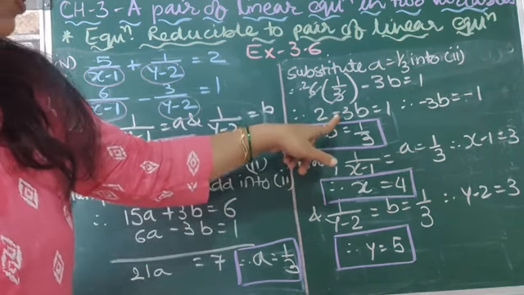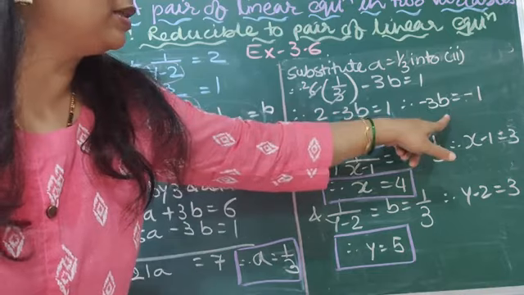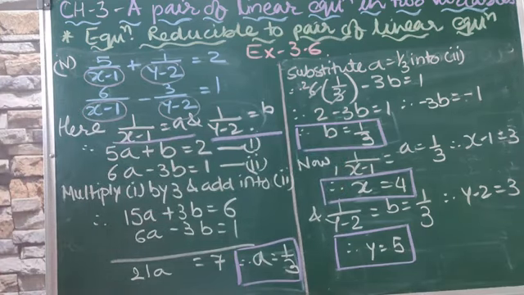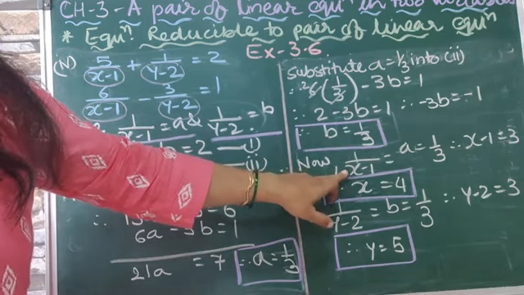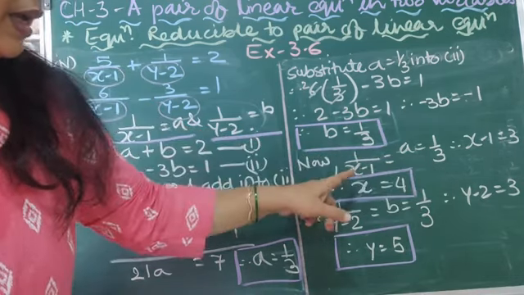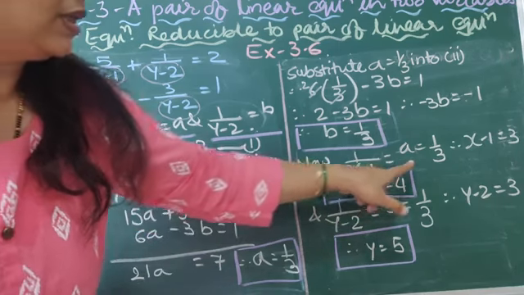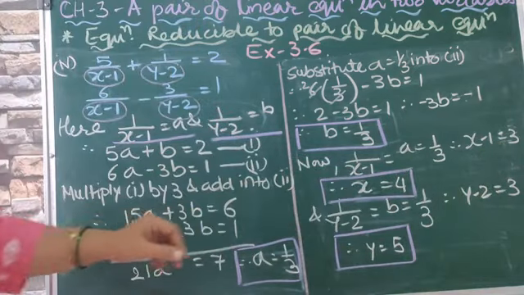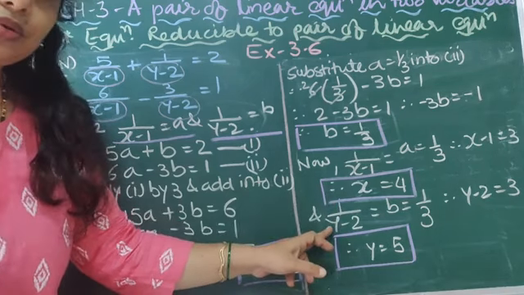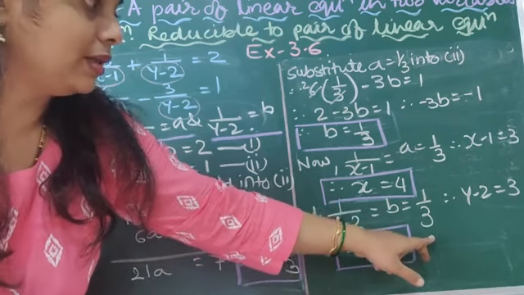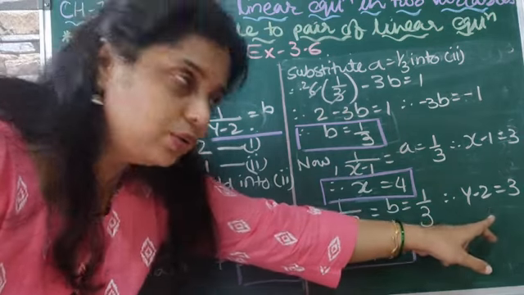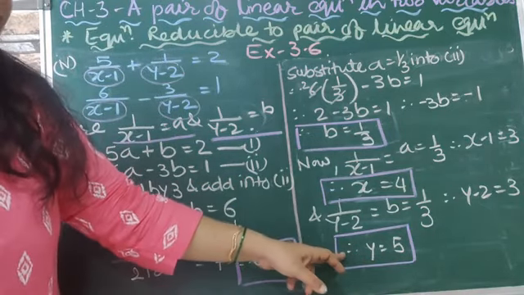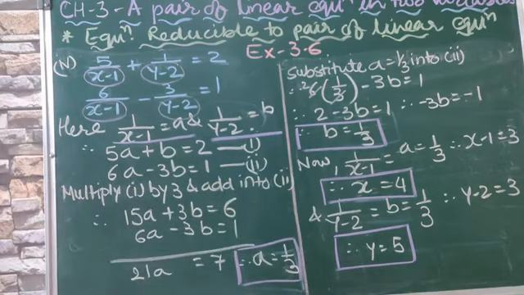And therefore 2 minus 3b is equal to 1, minus 3b is equal to minus 1, and therefore b is equal to 1 by 3. Now 1 upon x minus 1 is a, which is 1 by 3, and therefore x minus 1 is equal to 3, and this minus 1 goes to the other side, and therefore x is equal to 4. 1 upon y minus 2 is equal to b, which is 1 by 3, and therefore y minus 2 is equal to 3, and therefore y is equal to 5. Like this you can find the values of x and y for such examples.